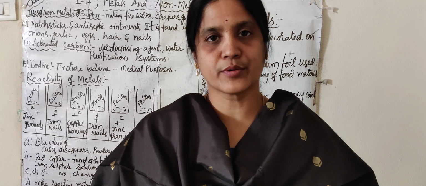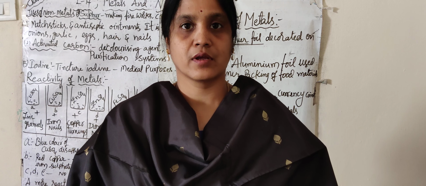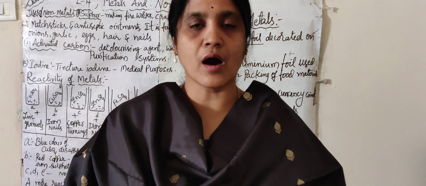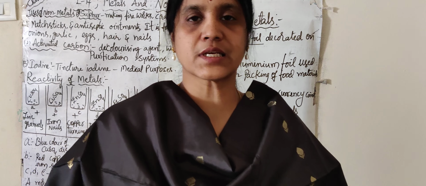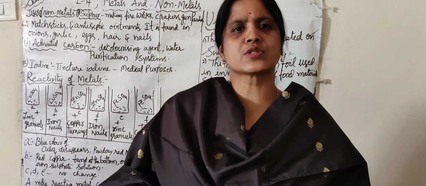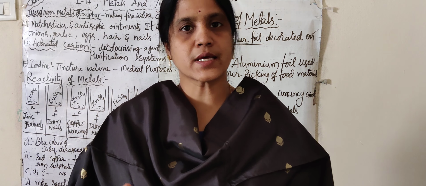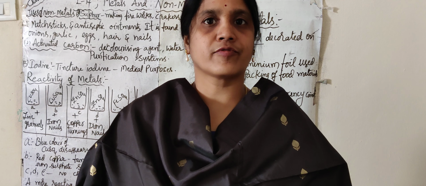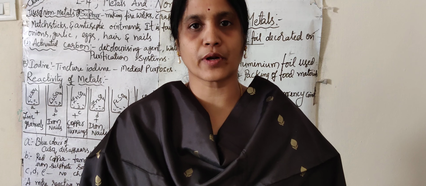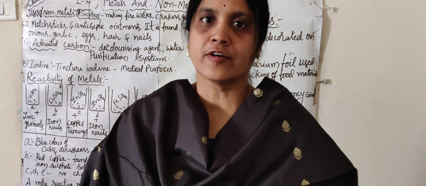In the previous video, we discussed how to identify whether a given material is a metal or a non-metal. By using the physical and chemical properties, if the material follows all of them, then it is a metal. If it does not obey those physical and chemical properties, then it is a non-metal. So like that we can find out.